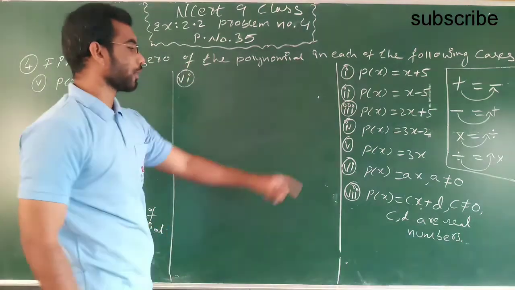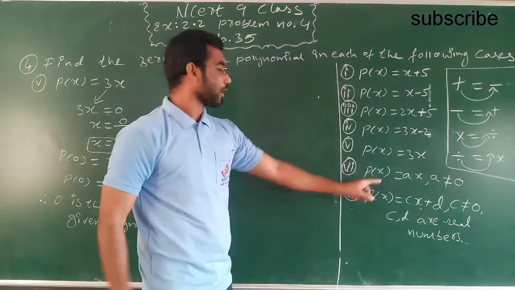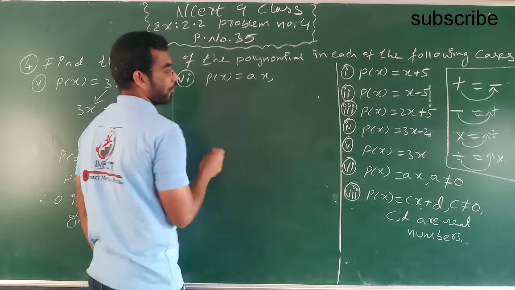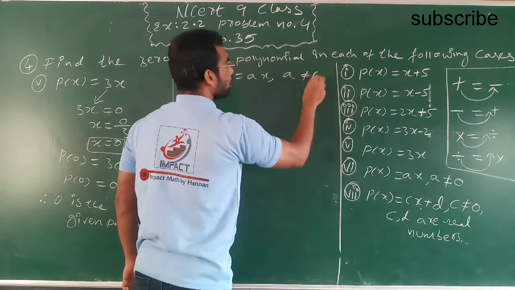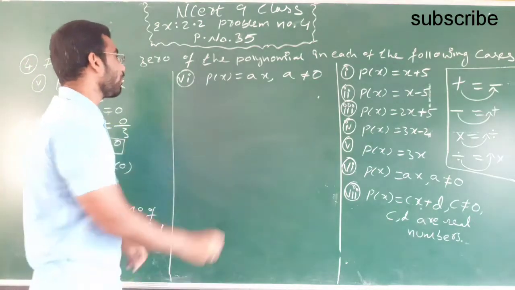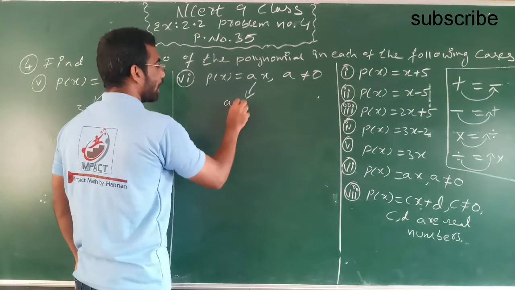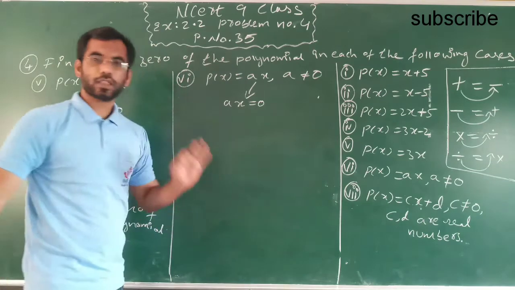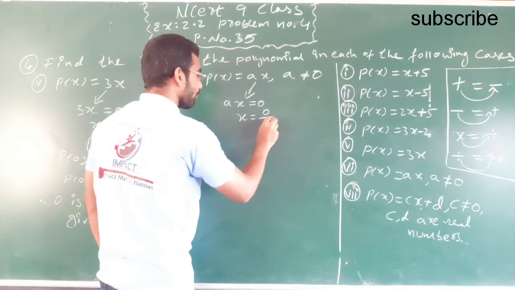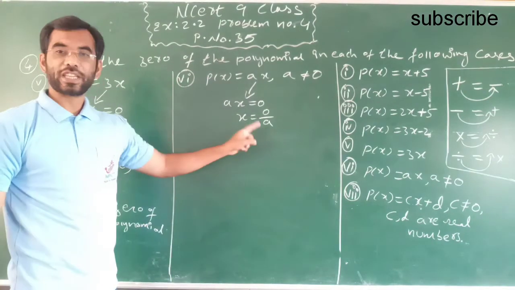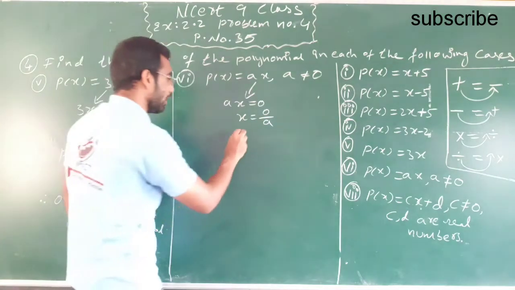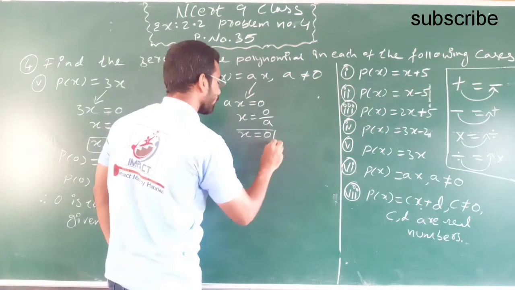What the sixth problem is saying is, P of x equal to Ax, where A is not equal to 0. A should not be equal to 0. Now what do we have to do? Ax is equal to 0. Then x is equal to 0 by A. We are not making A 0, we are making 0 by A. So x is equal to 0.